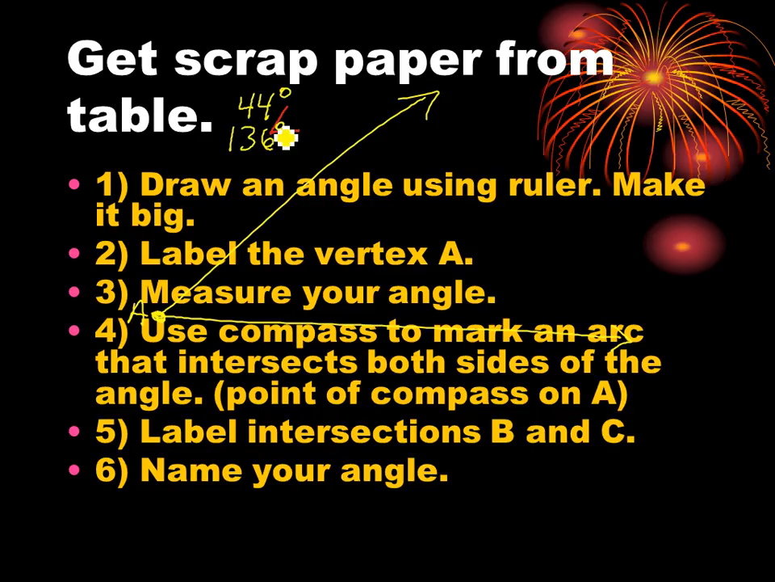Why 44? How do you know that? It's the acute angle, right? So I know it has to be the smaller number. If you made an obtuse angle, then yours would be the bigger number. If you made an acute angle, then yours would be the smaller one. So get rid of one of those numbers. You only need one of them. It only has one measure. If you drew an acute angle, use the smaller number on the scale. If it's an obtuse angle, use the bigger number on the scale.